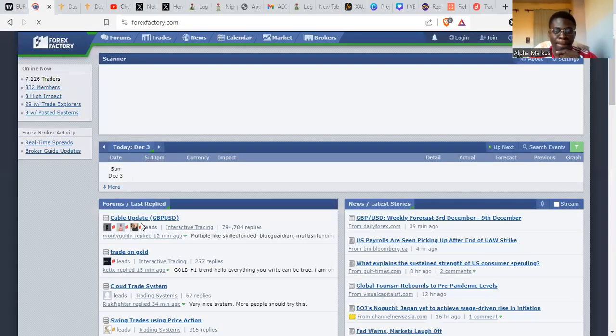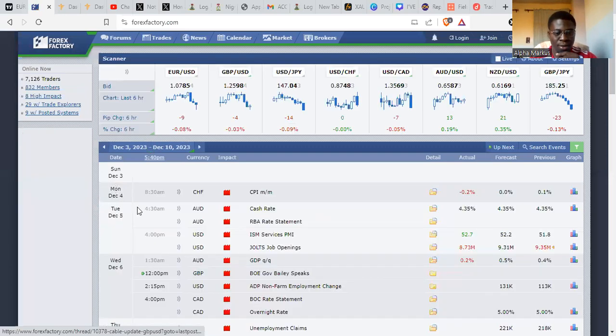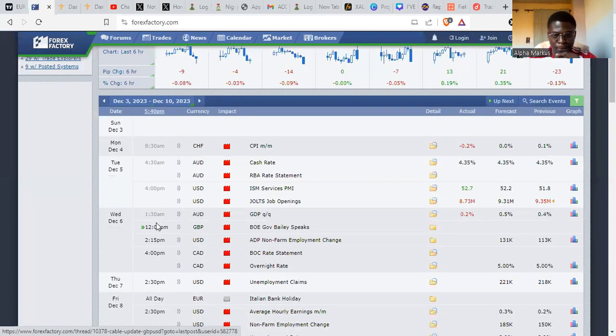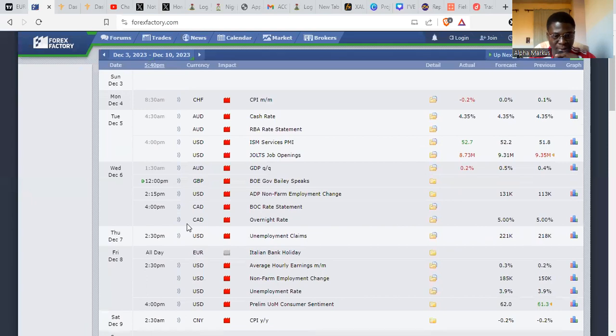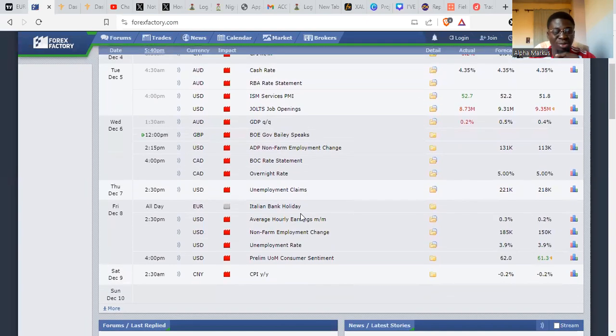But before we end this call, let me check Forex Factory and see what we have for today. So today is Wednesday, right? Yeah, today is Wednesday. So we have USD news by 2:15. CAD by 4 p.m. That's ADP non-farm employment change. So today is actually NFP. This week is actually NFP week.